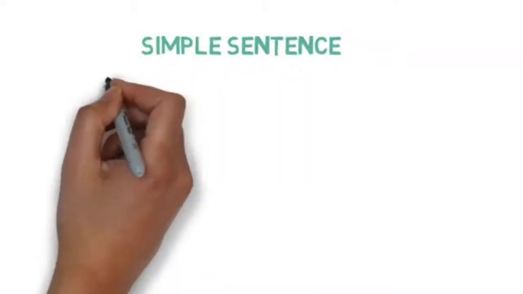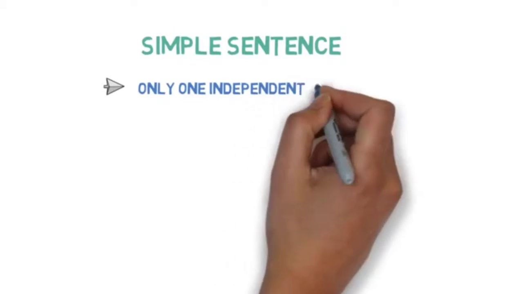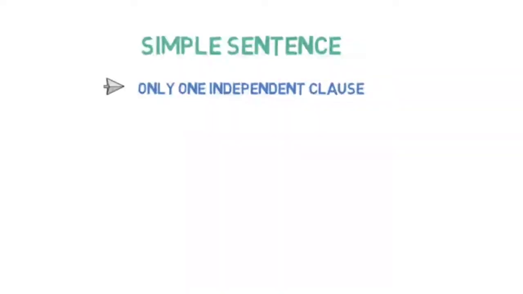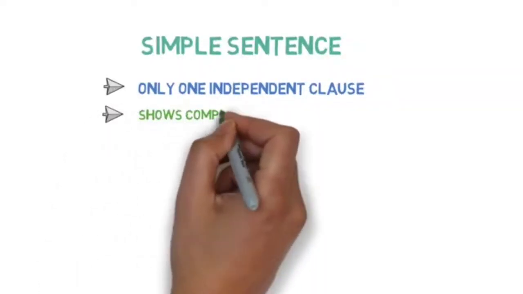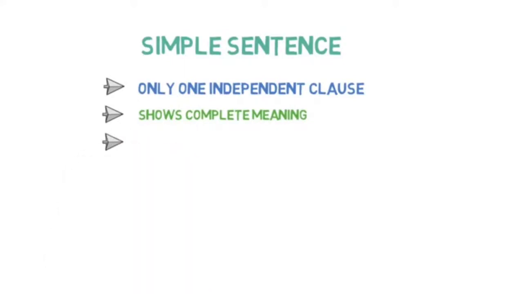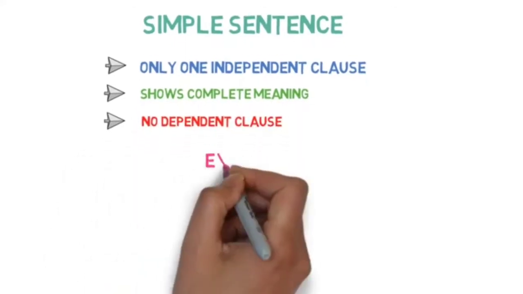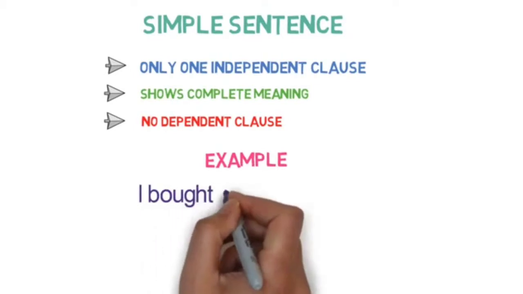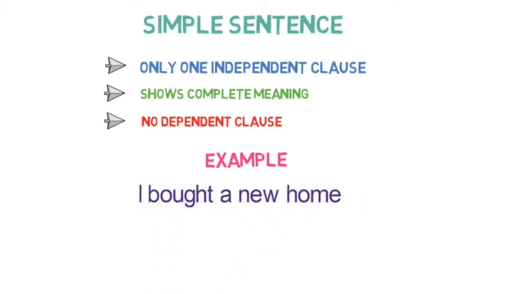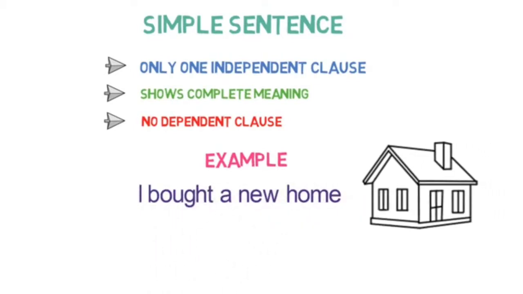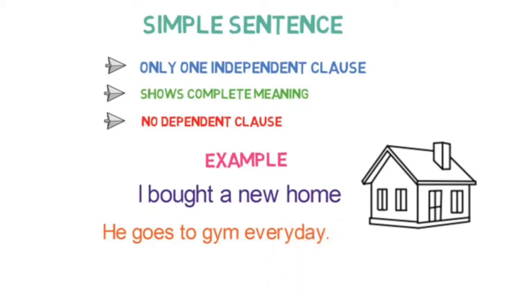A simple sentence consists of only one independent clause in it. It contains a subject and verb and it shows a complete meaning. Then it won't have any dependent clause. Look at the example here. I bought a new home. In this sentence, we have only an independent clause with complete meaning. Look at one more example. He goes to gym every day.